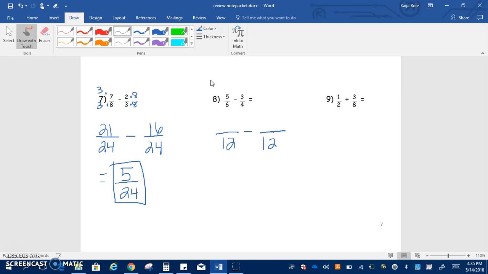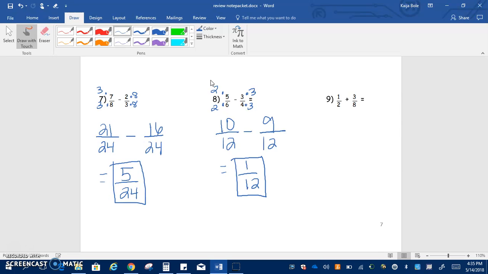How do we get from 6 to 12? We multiply by 2. So we multiply by 2 on the top. 2 times 5 is 10. How do we get from 4 to 12? We multiply by 3. So you multiply by 3 on the top. 3 times 3 is 9. 10 minus 9 is 1. So we end up with 1/12.